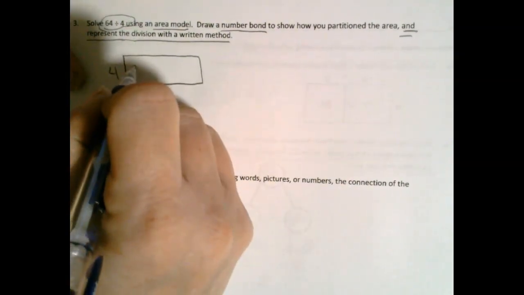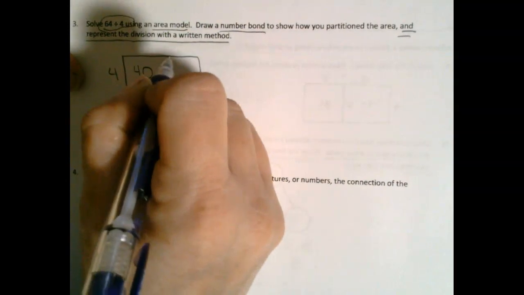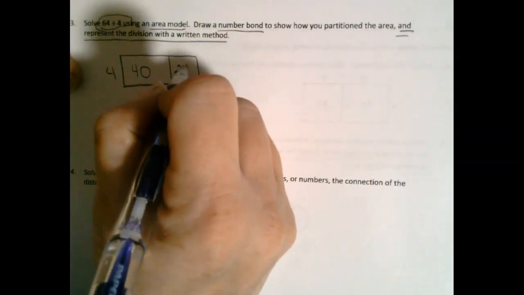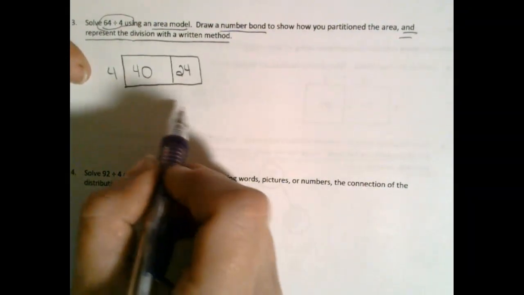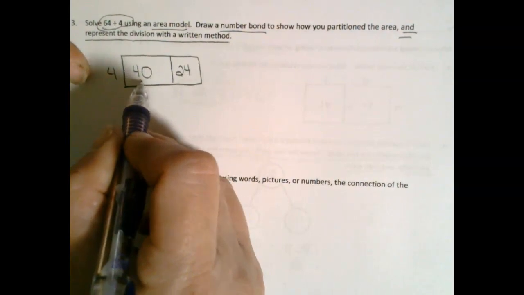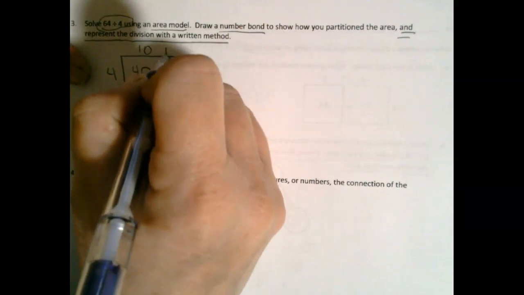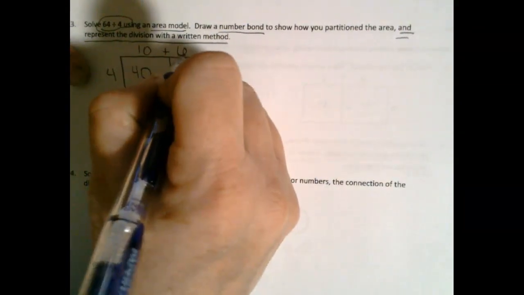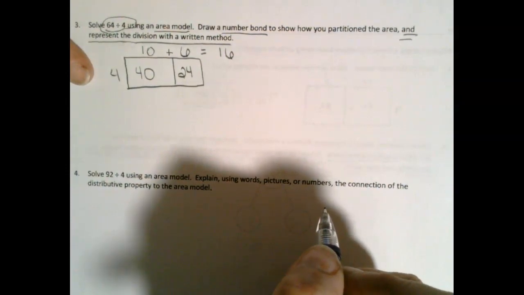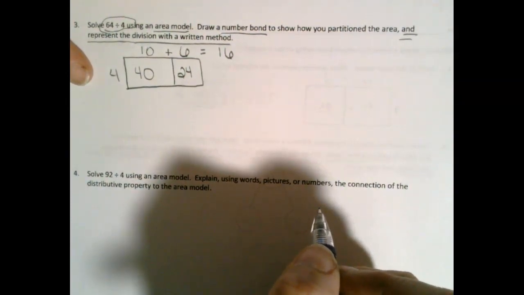So I know that 4 times 10 would be 40. And 64 minus 40 is going to be 24. So I can pretty much do that in my head. So let's see, 40 divided by 4, that's going to be 10, plus 24 divided by 4, well, that's going to be 6. So that one was kind of easy. So 16 would be my quotient of 64 divided by 4.